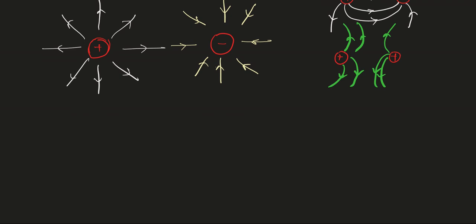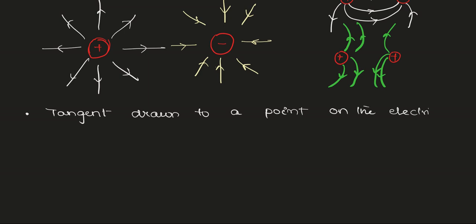So we are having a few theoretical points here. The tangent drawn to a point on the electric field line gives the direction of electric field.